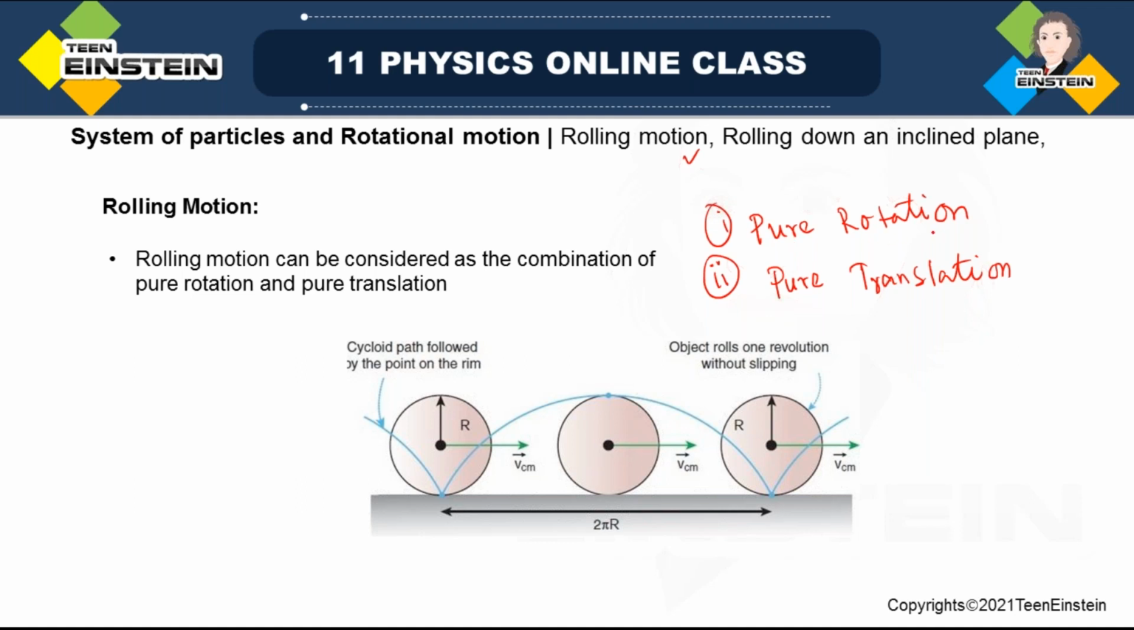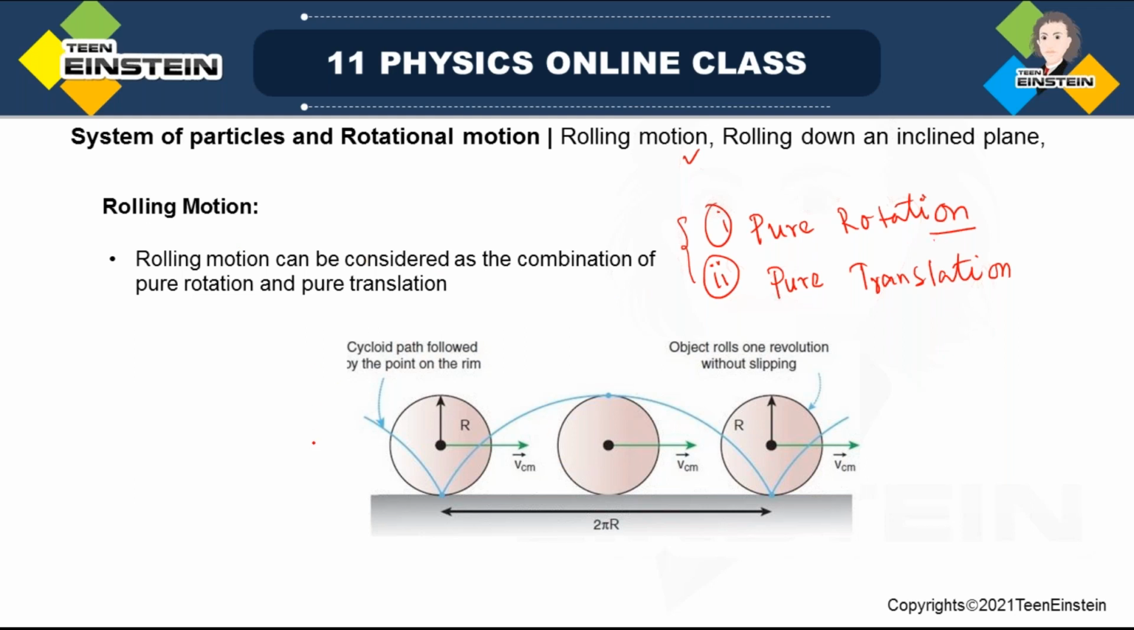Pure rotation means only rotation will happen. There will be no mixed motion or combination of any motion. In this case, rolling is actually a combination of these two. So this is not a pure motion, neither a pure rotation nor a pure translation. Rolling motion is a combination of pure translation and pure rotation.